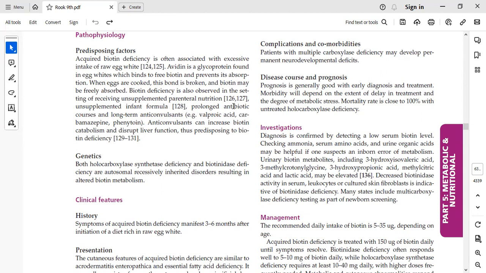This may also happen in patients who are taking prolonged courses of antibiotics. Why? Because antibiotics disrupt your gut flora, so half of your source of endogenous synthetic biotin is disrupted. Therefore, deficiency of biotin is seen in those who have a history of prolonged antibiotic courses. And again, it can also happen in patients who are taking anticonvulsants.